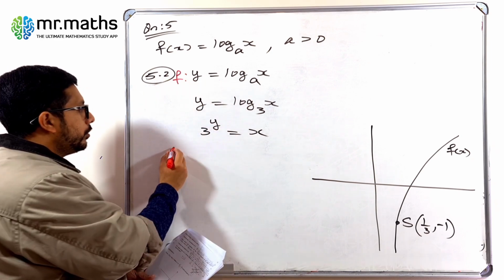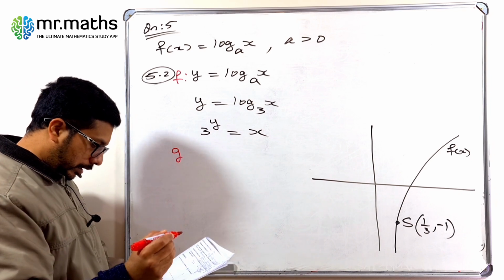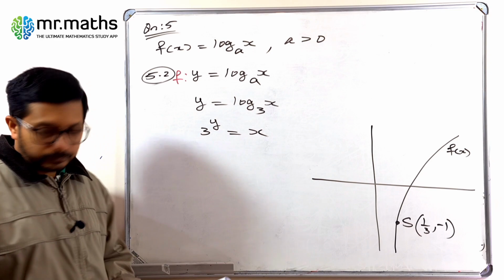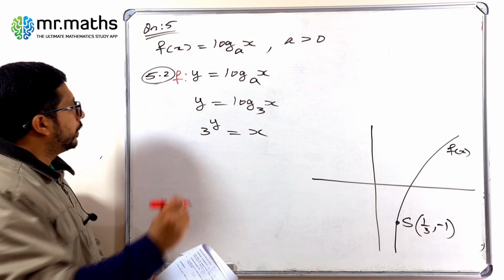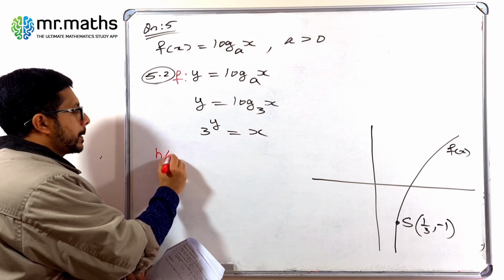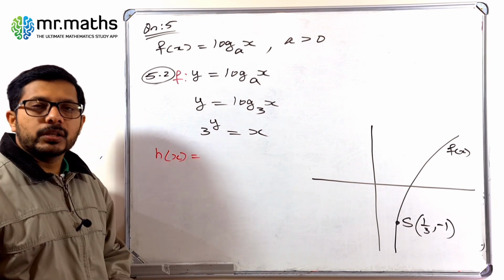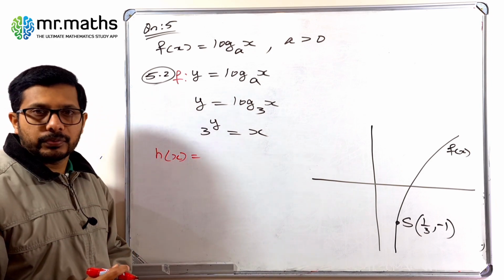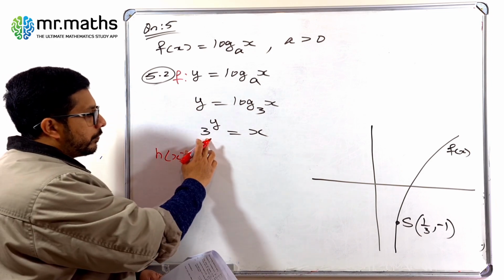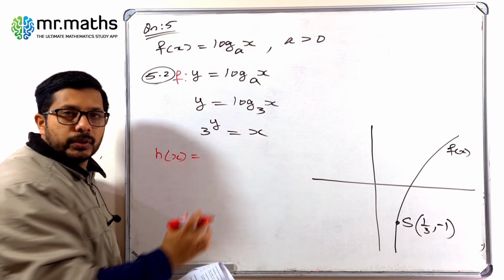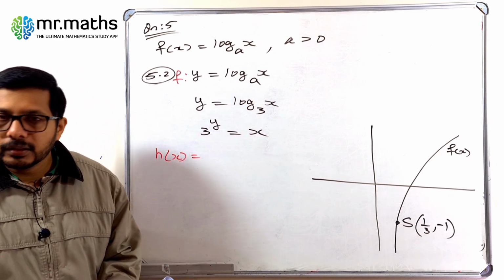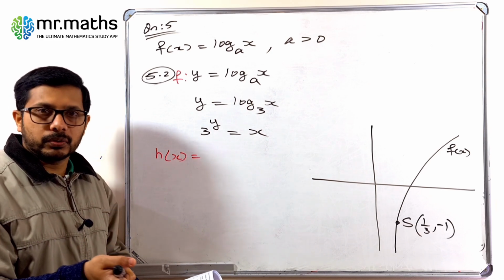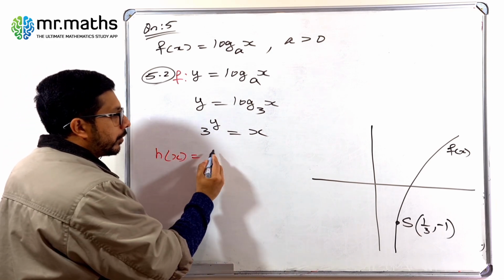Now we are going to find the inverse, not g, h of x. So what does this h of x stand for? The inverse of the f graph. What is the f graph we have now? 3 raised to y is equal to x. So how can you write the inverse? To write the inverse is very simple. You just swap x and y, that's all.